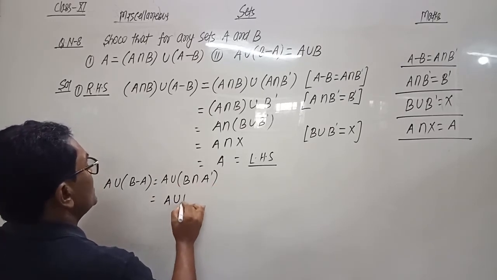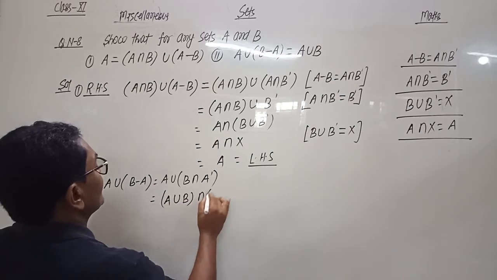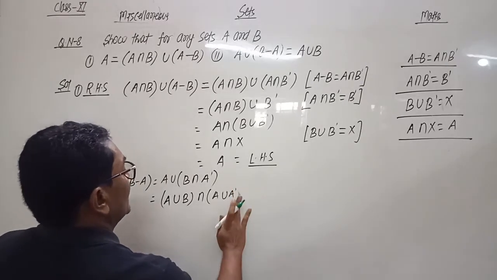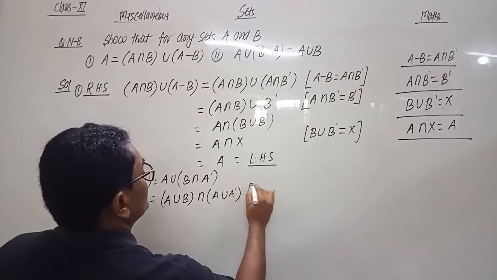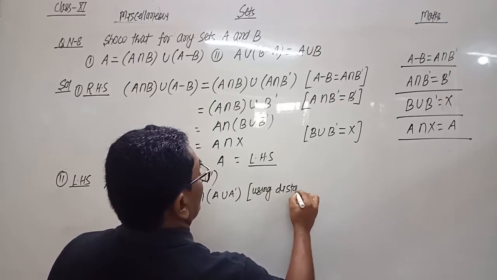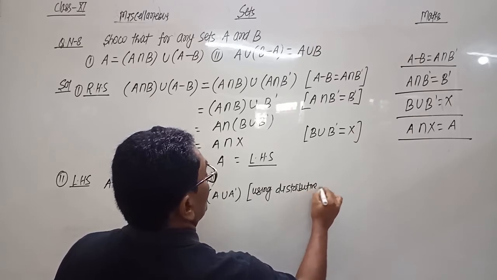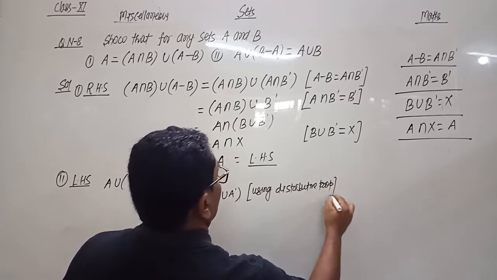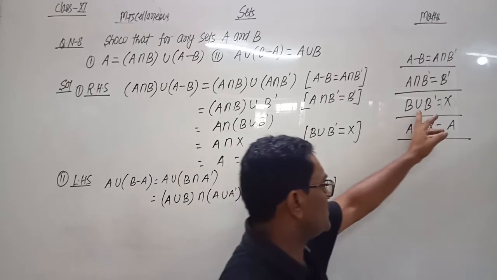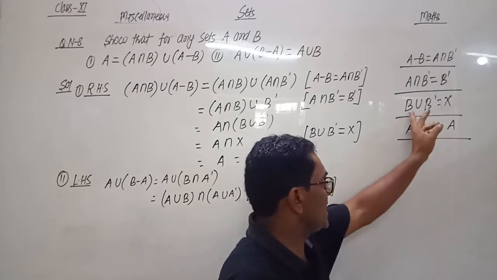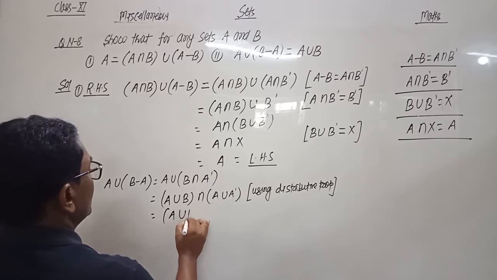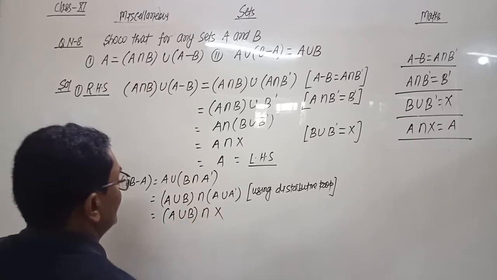So we write A union B intersection A union A dash. Here in a bracket we write that using distributive property. A union A dash: if B union B dash is X, then A union A dash will also be X. So this becomes A union B intersection X.